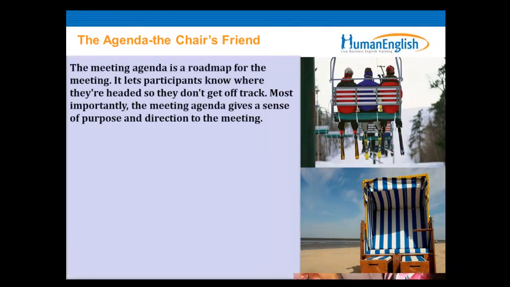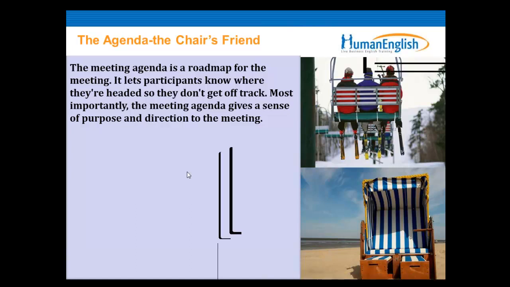Now, a meeting agenda is a roadmap for the meeting. It lets participants know where they're headed so they don't get off track. Most importantly, the meeting agenda gives a sense of purpose and direction to the meeting. So this is what an agenda does. It helps to organize the meeting and keep the meeting on track.